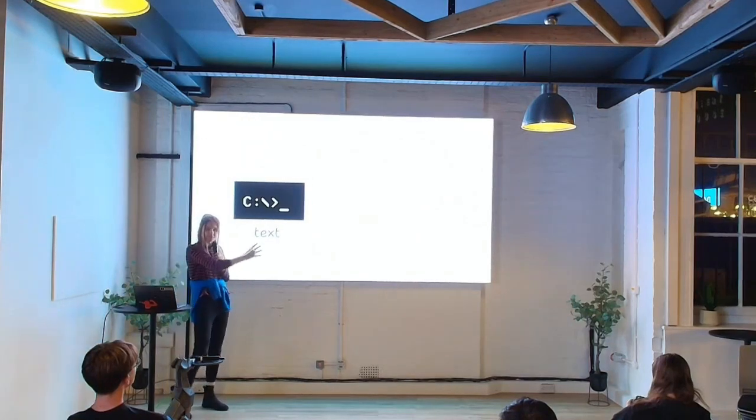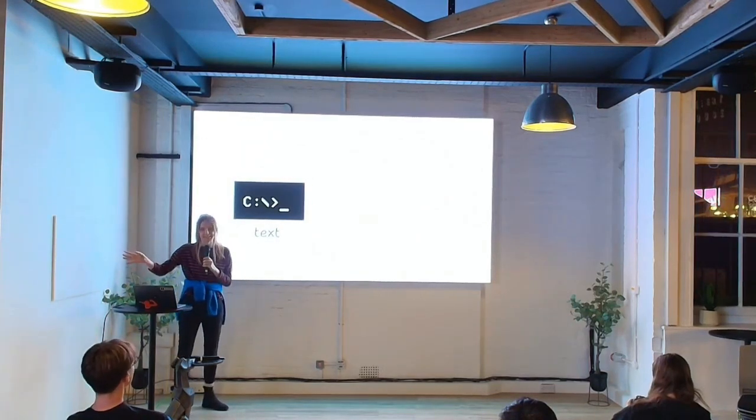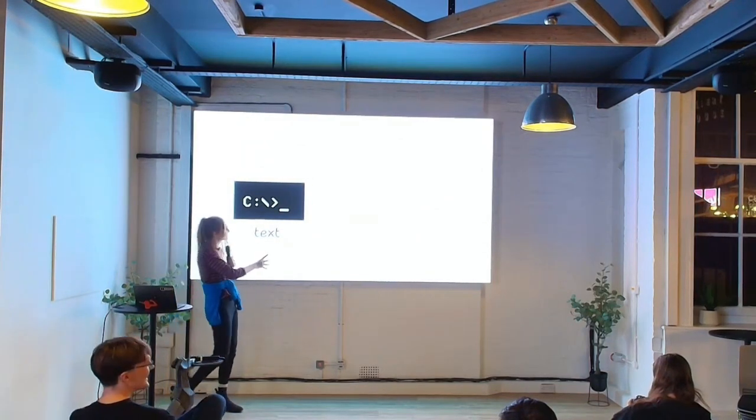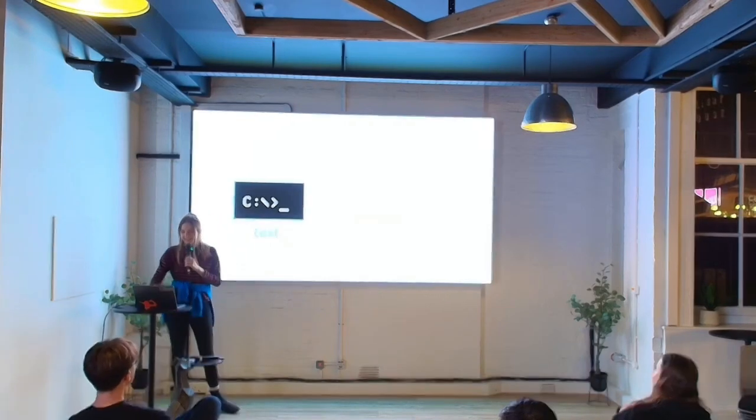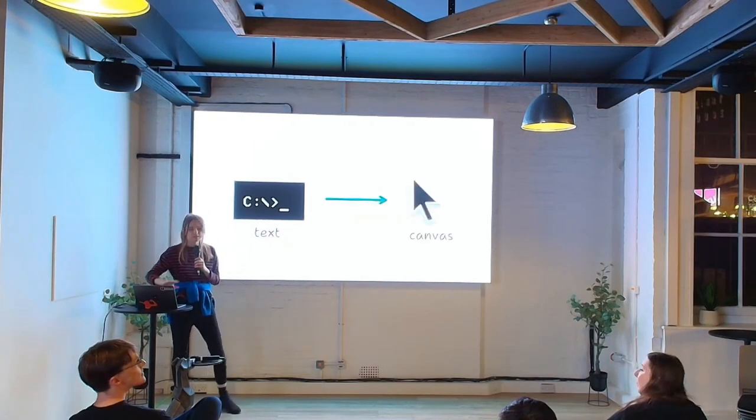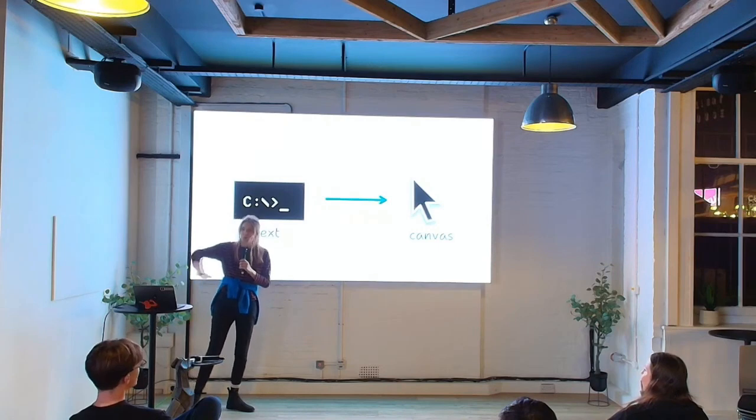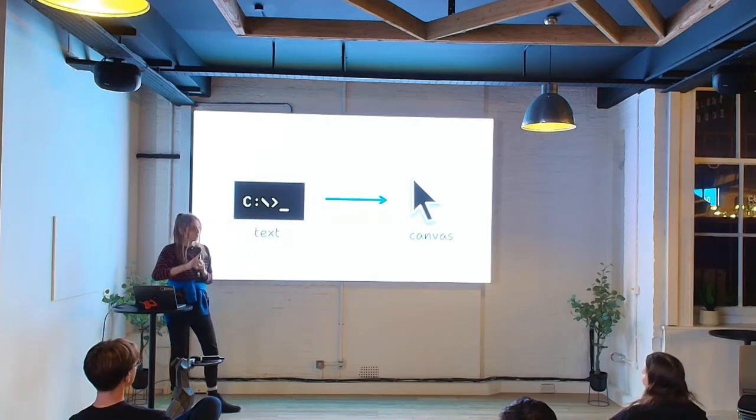So can you see what's happened here? I promise this is about AI in the end. Can you see what's happened here? We started with text and we moved to this canvas that you can point around with arrows.